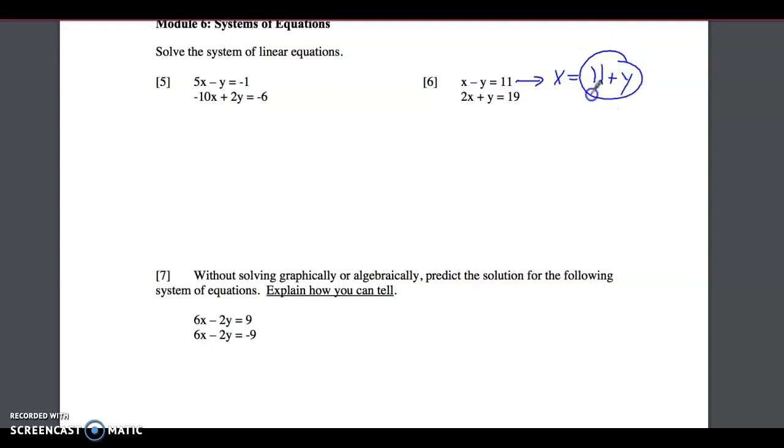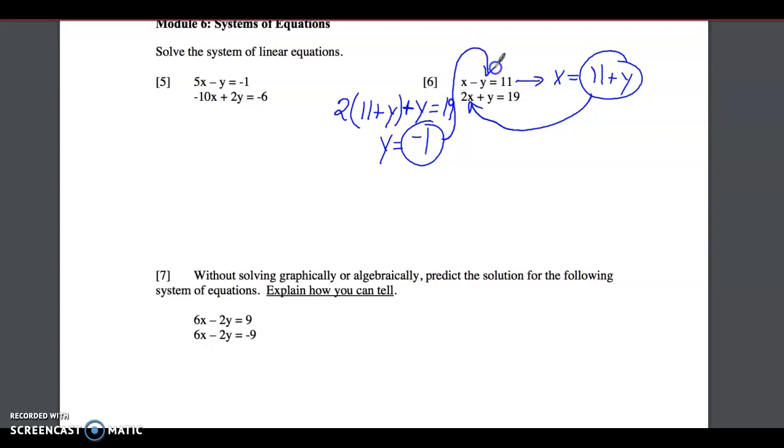We took that and substituted it in for the x. That gave us 2 times 11 plus y equals 19. Solving that equation, we had already figured out that y equals -1. Now we want to take that -1 and put it in our other equation. So x minus, I'm not going to put in y, I'm going to put in -1, and that equals 11.